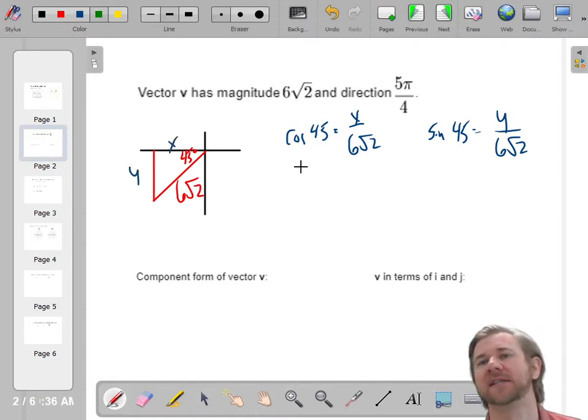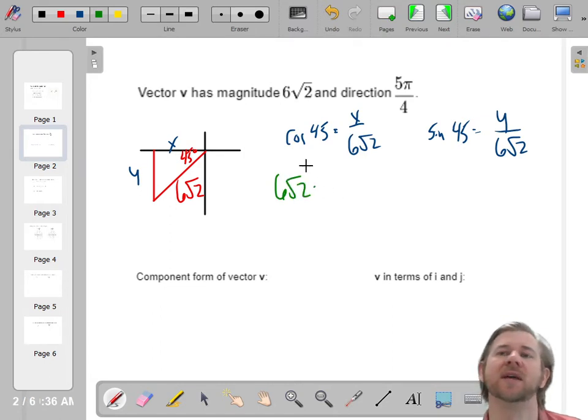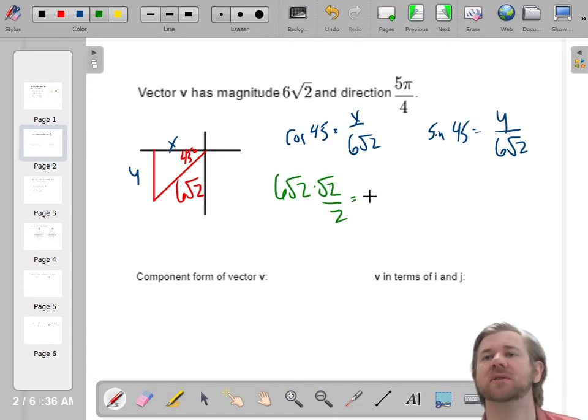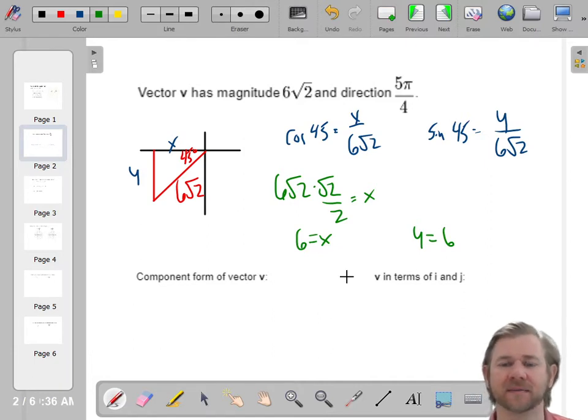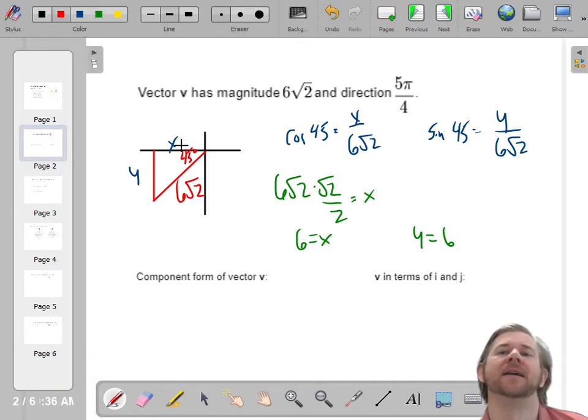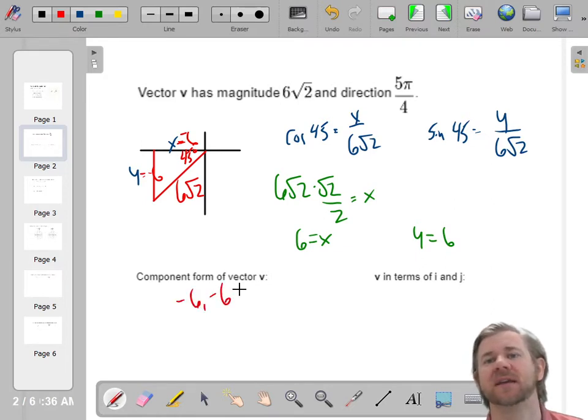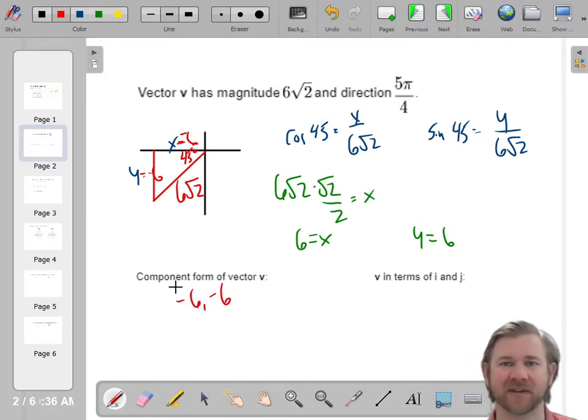So when I multiply both sides by 6 radical 2, and we know that the cosine of 45 is radical 2 over 2, and it's going to be the same thing here. Let's see, what's that going to be? 6 times, this is 2 divided by 2, it's just 6. x equals 6, and y equals 6. This is isosceles, duh. So if it's 6, we're going to say this guy is 6, and this guy is 6, but they're both negative because we're in the third quadrant. So it's -6, -6 is the component form, and since it's a vector, we put it in the less than greater than signs. That's saying go left 6, down 6.